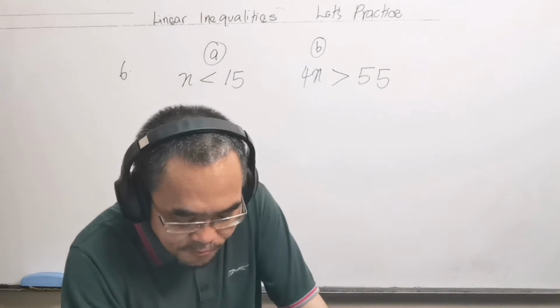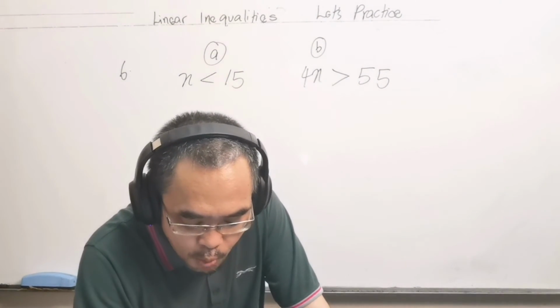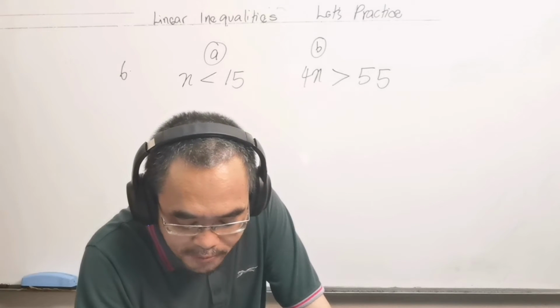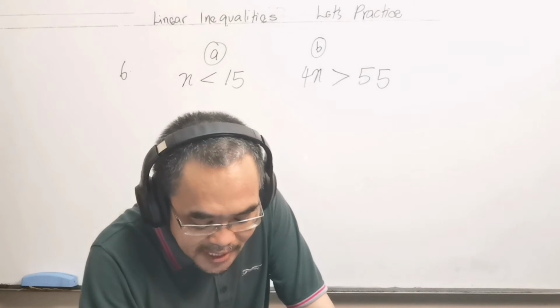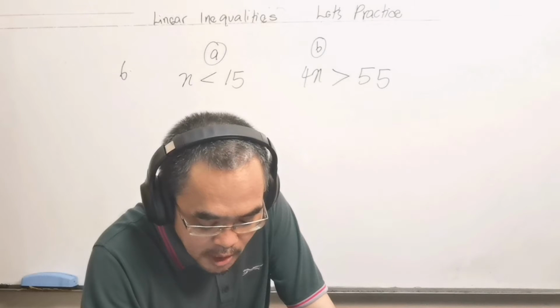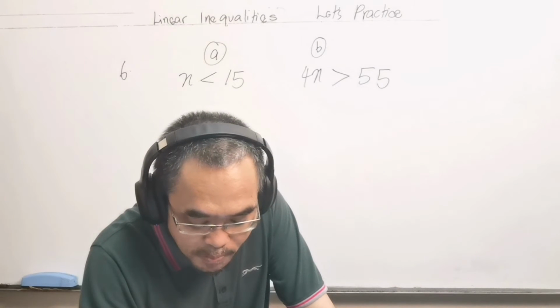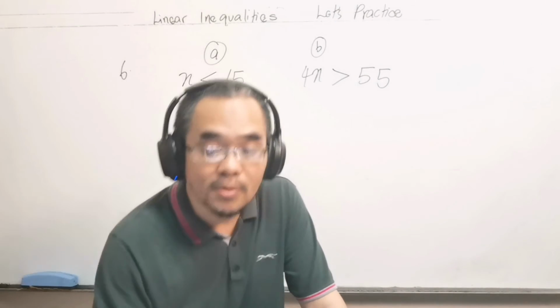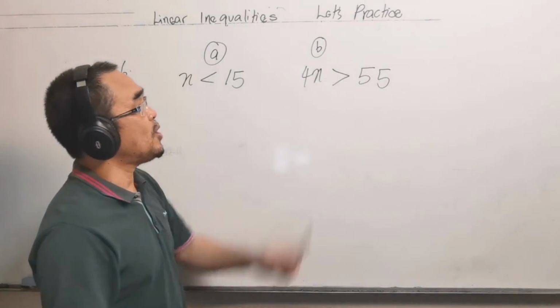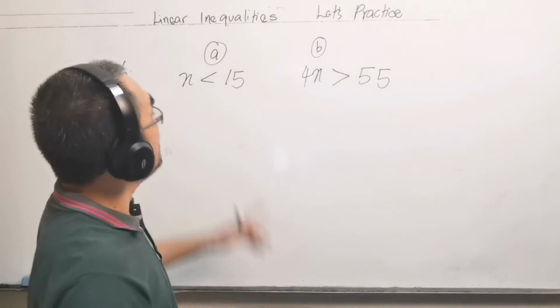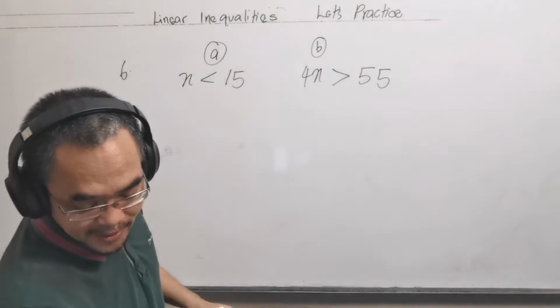So the question says that the mass of one metal ball could be 12 gram, 13 gram, 14 gram or 15 gram. Which of the given masses could be the mass of one metal ball? Okay, so we have to solve this, and we have to solve this together.